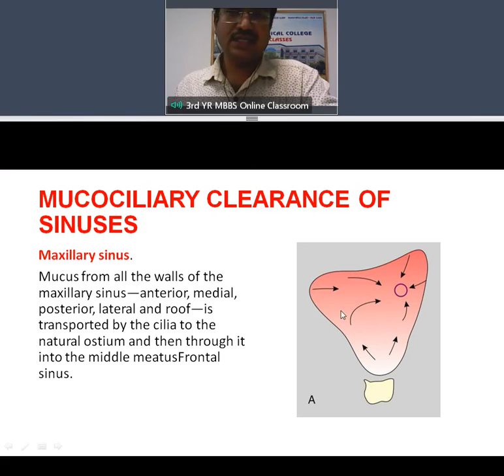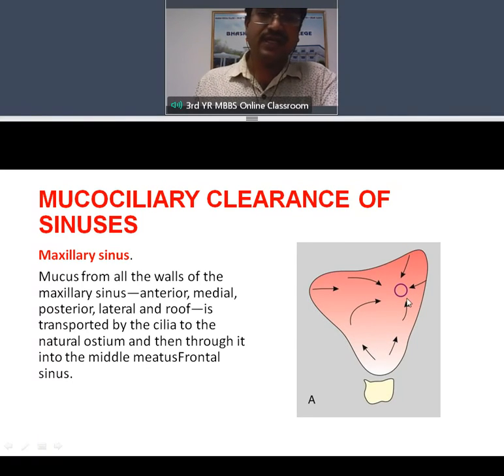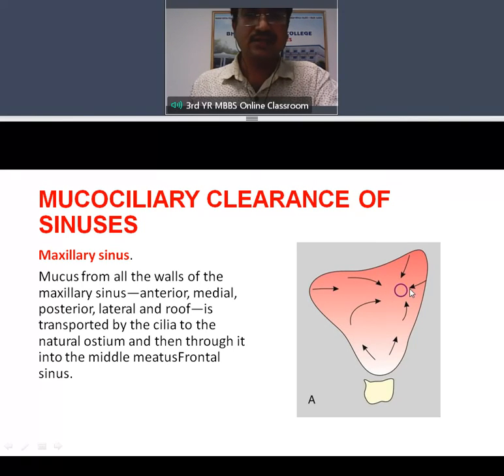Like the nasal cavity, all the paranasal sinuses are also lined by mucous membrane, which again has serous and mucus secreting glands. All these secretions will drain through the natural ostia of the paranasal sinuses. This is the maxillary sinus picture, and this is the natural ostium of the maxillary sinus.